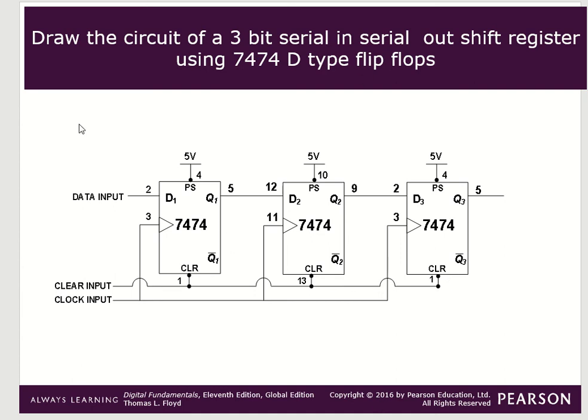Assume, for example, 101, how is it stored? Assume that this is 101. The first 1 will come here. Then this 1 will shift here, and the 0 will come. Then this 1 shifts here, 0 here, and the third one comes here. And leaving also happens serially. We will see these things later.